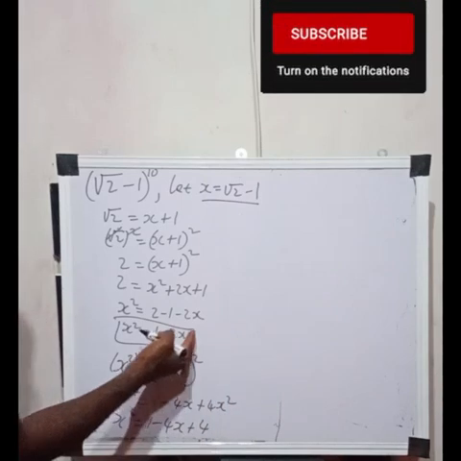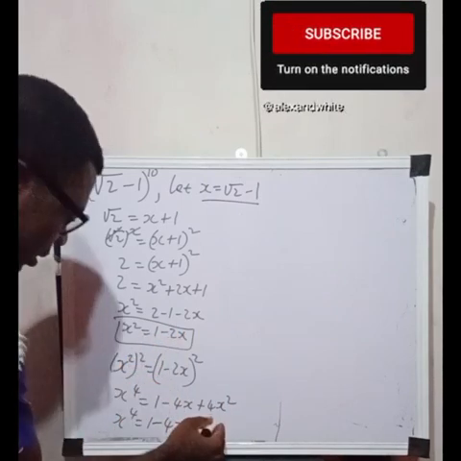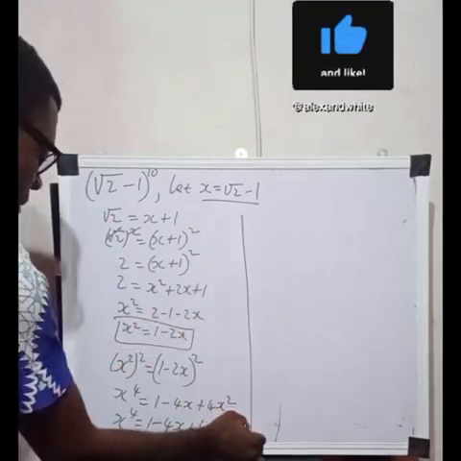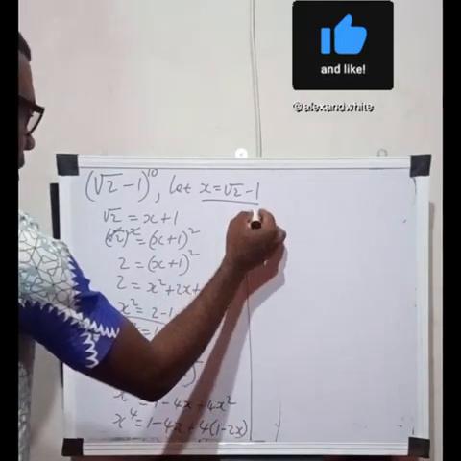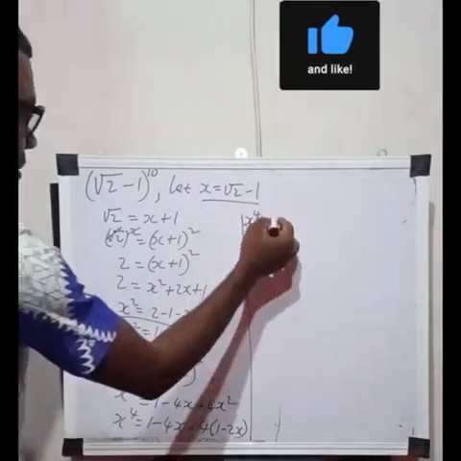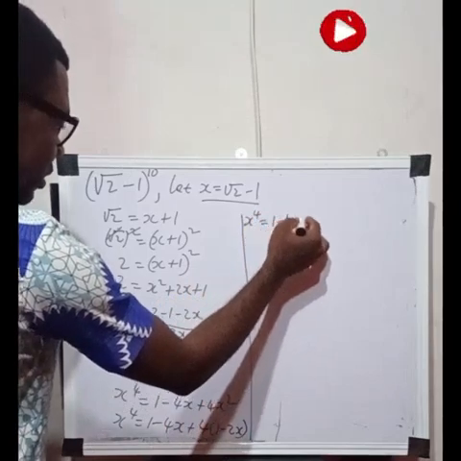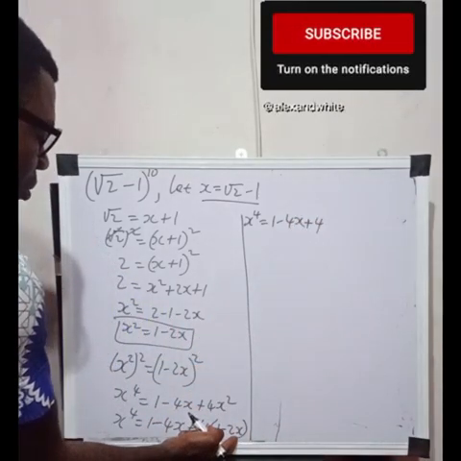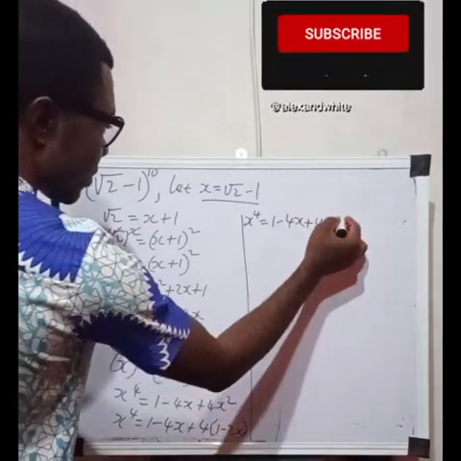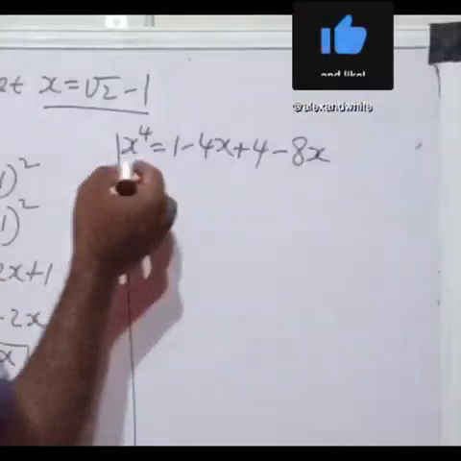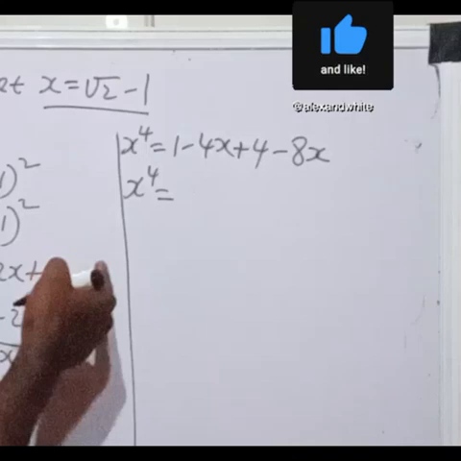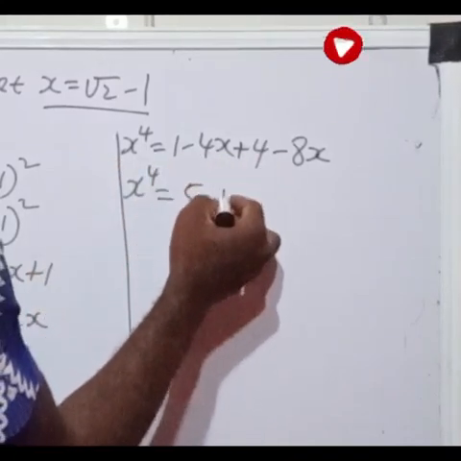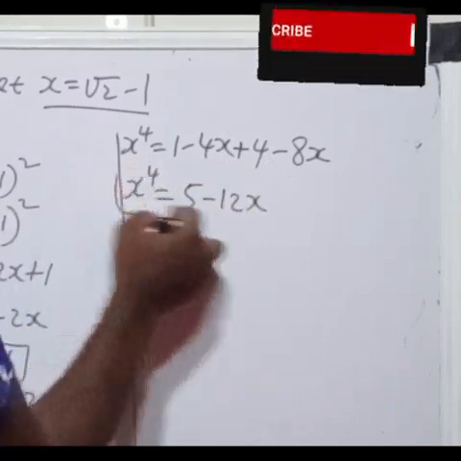Instead of x squared, I will replace that x squared with 1 minus 2x. So if I simplify further, x raised to the power 4 is going to be equal to 1 minus 4x. 4 times 1 will give us 4. 4 times minus 2x will give us minus 8x. Then x raised to the power 4 will be equal to 1 plus 4, which is 5, minus 4 minus 8, which is minus 12x. This is x raised to the power 4.